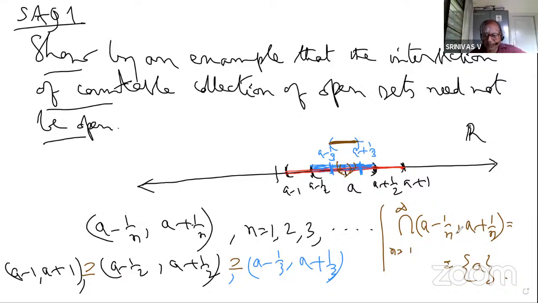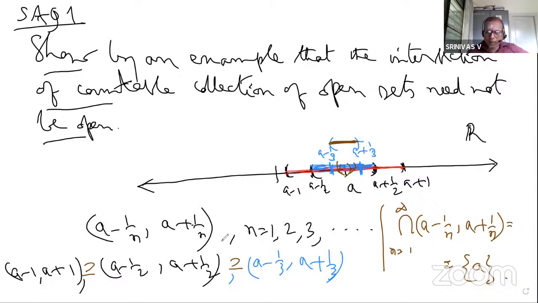Whichever interval you take, no other point of any of these intervals will be a point here. You can show that. Only a belongs to all of these, and no other point does. So the intersection of all these becomes the singleton a.